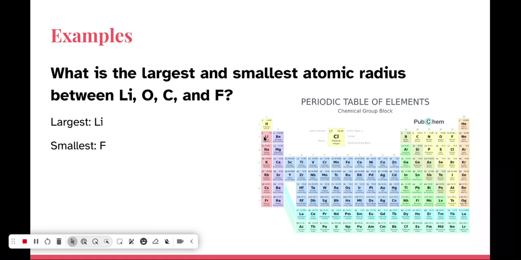Since lithium is already the furthest on the left, you're going to know that it has the largest atomic radius. And then you're going to move to the right, where they will continuously get smaller, and you have your carbon, oxygen, and fluorine. Carbon and oxygen are not as far to the right as fluorine, and fluorine's the farthest to the right out of all of them, so it's going to have the smallest atomic radius. And that is it for atomic radius.